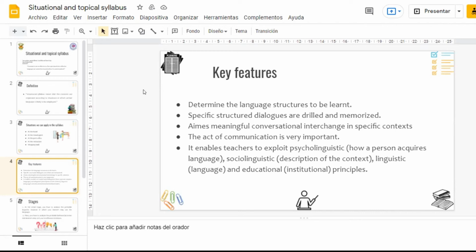Because of this, communication is the core of this syllabus, because it goes more towards communication rather than grammar specifically. And the last one, which I think is the most important, is that we teachers get to exploit a lot of areas, which are the sociolinguistic, psycholinguistic, and linguistic knowledge, and the educational part, which is the institutional principles.